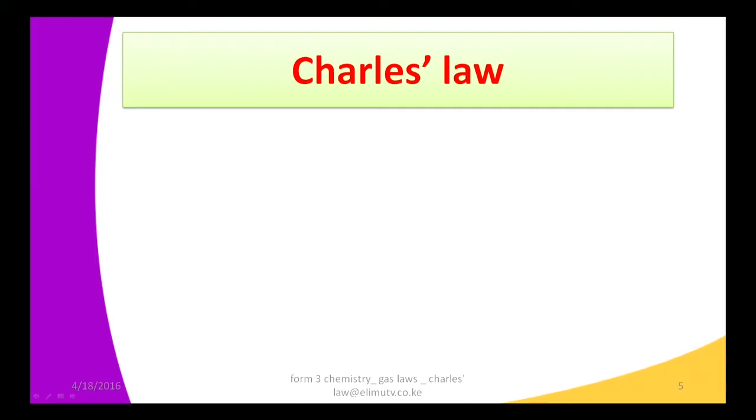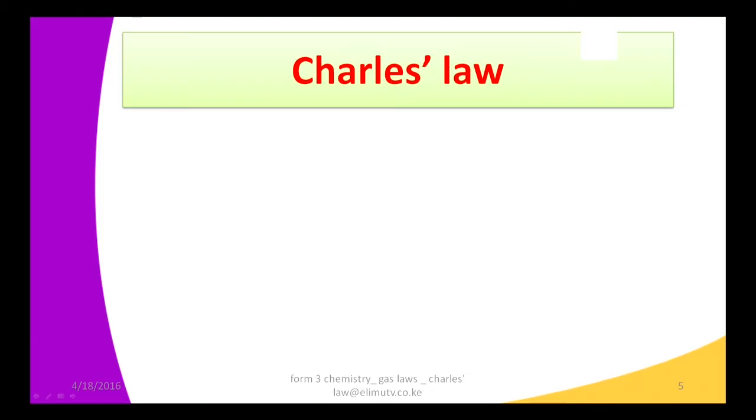Now, today we want to look at Charles' law, and Charles' law also relates volume and temperature. But now in this case, pressure is going to be kept constant. So the difference is that whereas in Boyle's law, temperature is kept constant, in Charles' law, it is pressure that is kept constant. So what does Charles' law talk about? What's Charles' law all about?